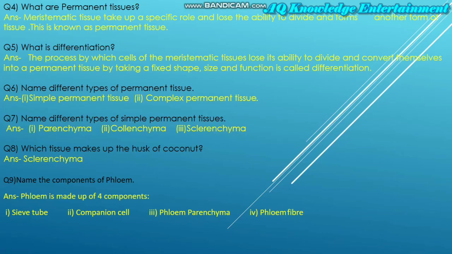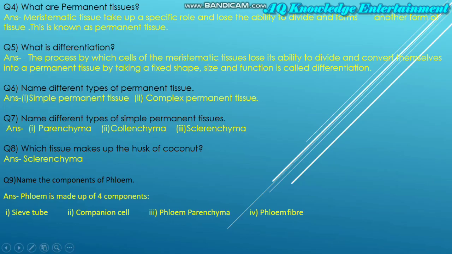So as we know, there are three types of simple permanent tissues. That is parenchyma, collenchyma, and sclerenchyma. And again, parenchyma is divided into two types, that is the aerenchyma and the chlorenchyma. Not collenchyma but chlorenchyma. But here they asked only the different types, meaning the major types, so I just gave these three.